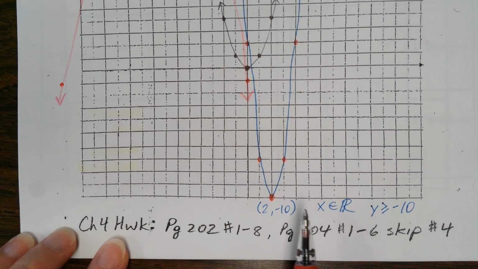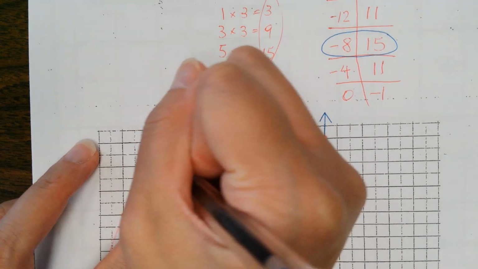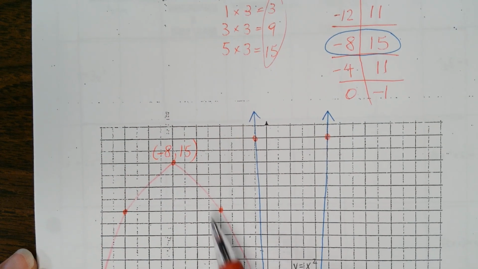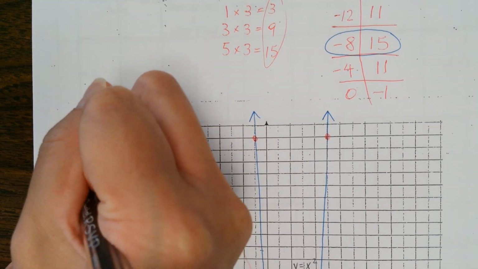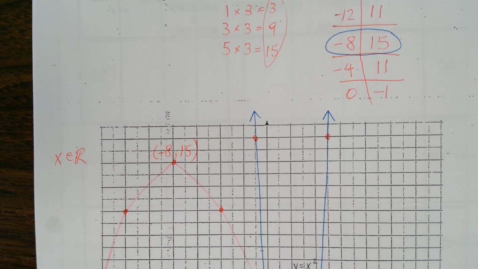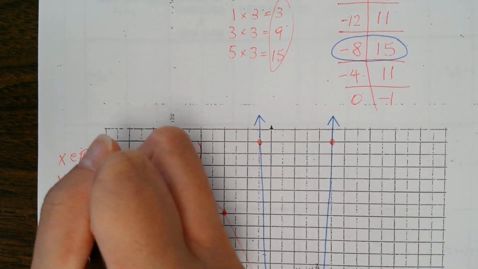Similarly, okay, what about this one? This one, my vertex was negative 8 and 15. Domain. Thank you. If one of you guys get this wrong on the test, x in the reals, I'm going to make you guys write it out like 100 times. And what is my range? Yep. y less than or equal to 15. Perfect.